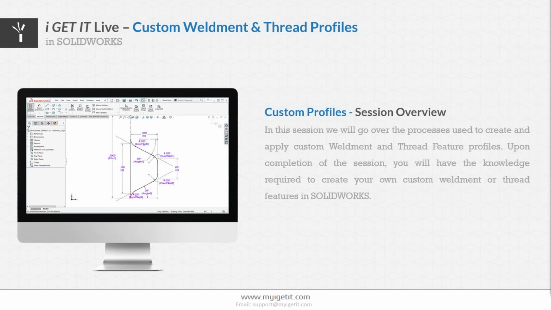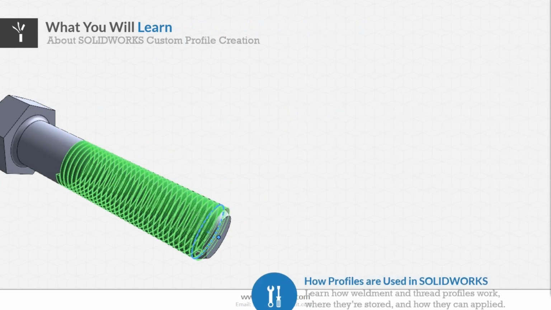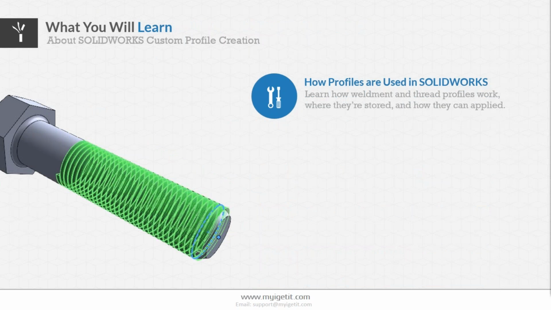And this is not complicated stuff. If you guys know sketches, you can make your own profiles. So it's pretty straightforward. I'm also going to go into the thread feature a little bit. It's not necessarily new. It was introduced in 2016, I believe. But if you haven't used the thread feature itself, you'll learn a little bit about that in this session as well. So there's a nice screenshot of what that might look like on a simple bolt there.